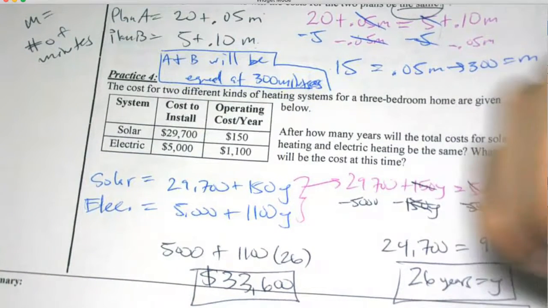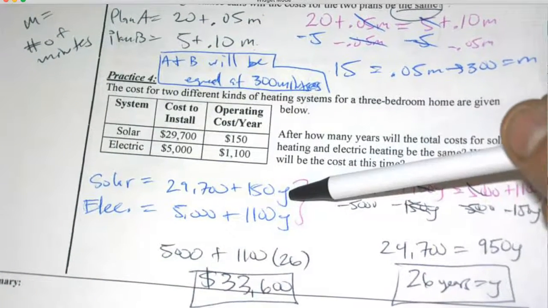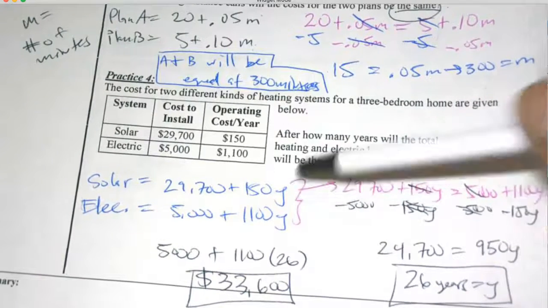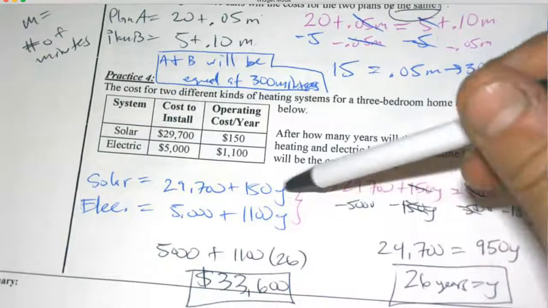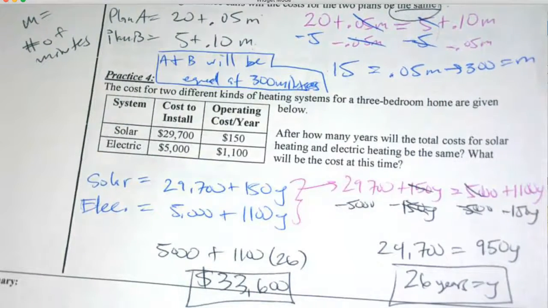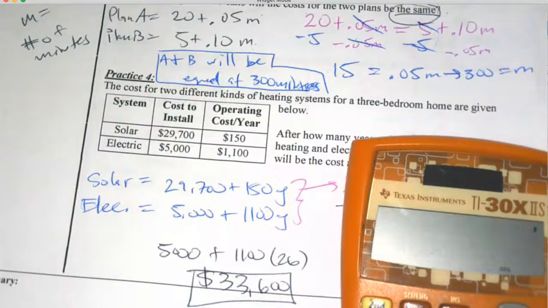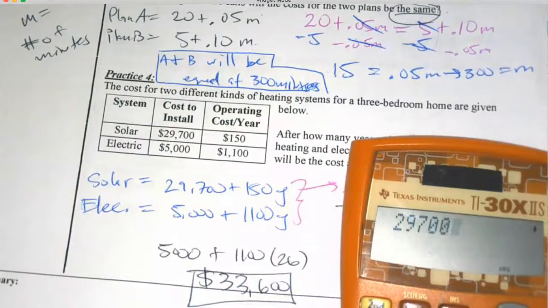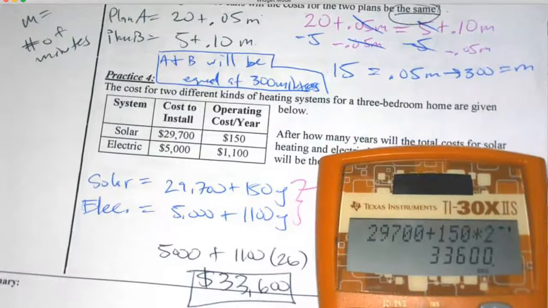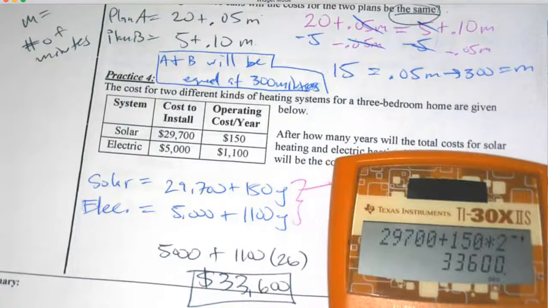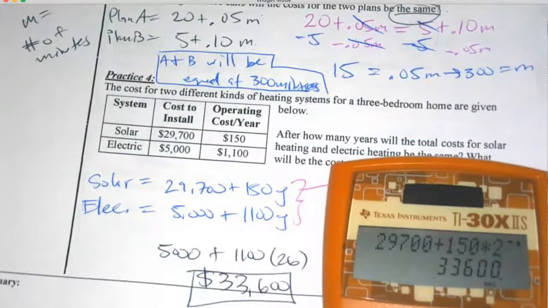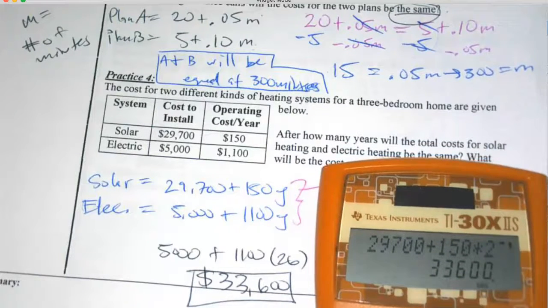And you could even double check, you could even use this equation. If you plug 26 into 150, again 150 times 26 and add 29,700, you'll still get 33,600. Because remember, this is after 26 years, that's the time when both plans will have the same cost.